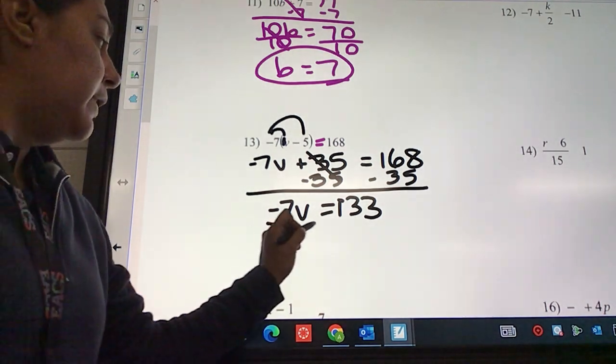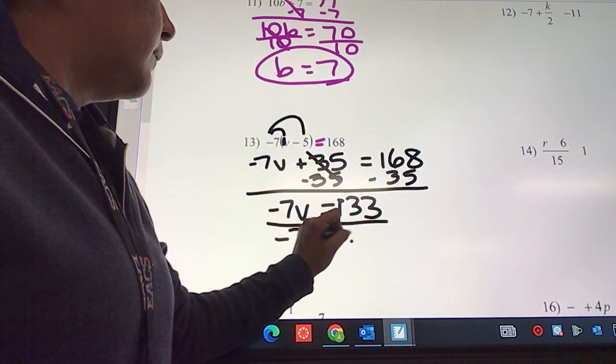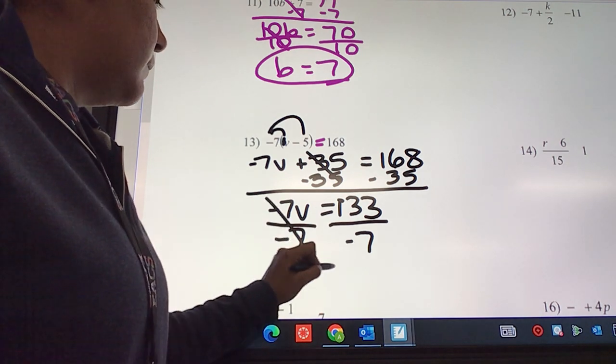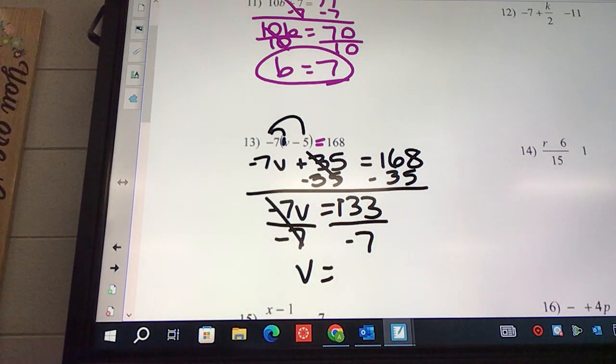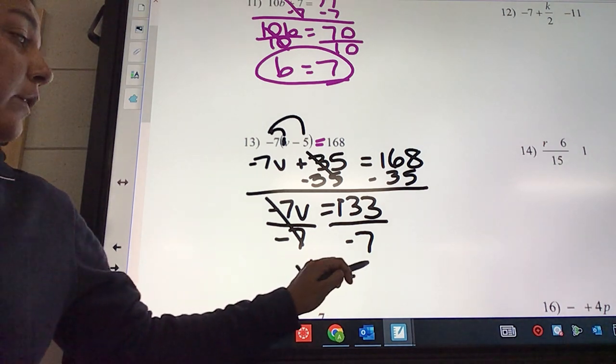And then we're gonna divide by negative 7. What is 133 divided by negative 7? 14. Or, sorry, 19. 19? Yeah, so it'd be negative 19. Negative 19.